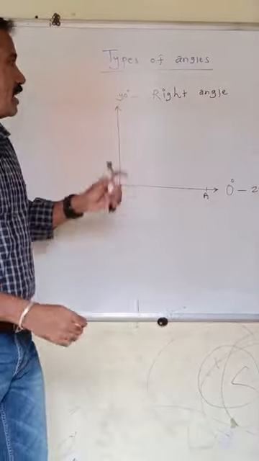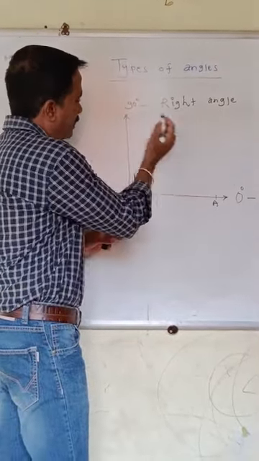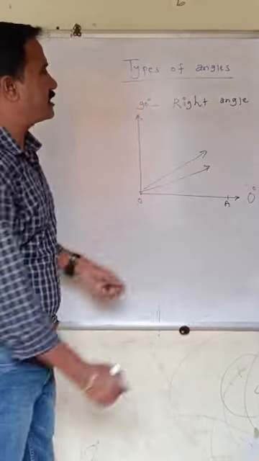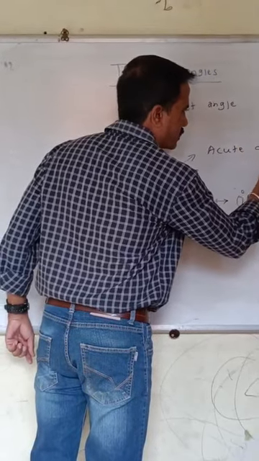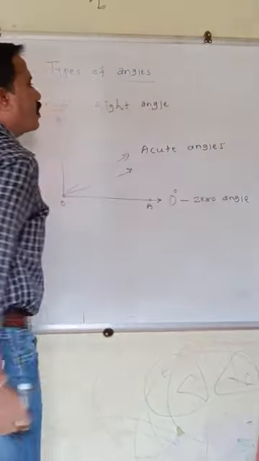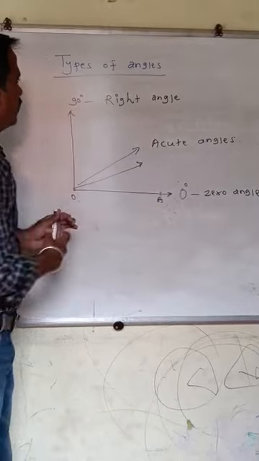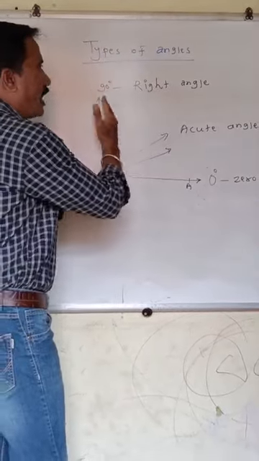But there are number of angles whose measure is greater than 0 but less than 90. They fall in this region. These angles are called acute angles. Now we have studied three types of angles: 0 angle, right angle whose measure is 90 degree, and acute angles, greater than 0 and less than 90.